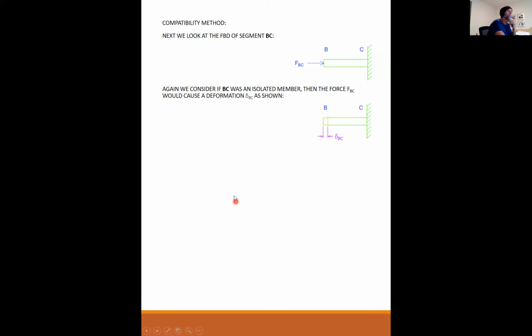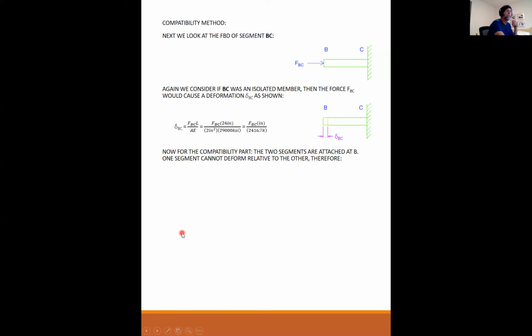Now we look at segment BC, and I have a force BC on it. And then I consider it an isolated member, then the force BC would again cause a deformation delta BC as shown. And delta BC is FBC L over AE. Again, I plug in what I know, and I solve it in terms of FBC.